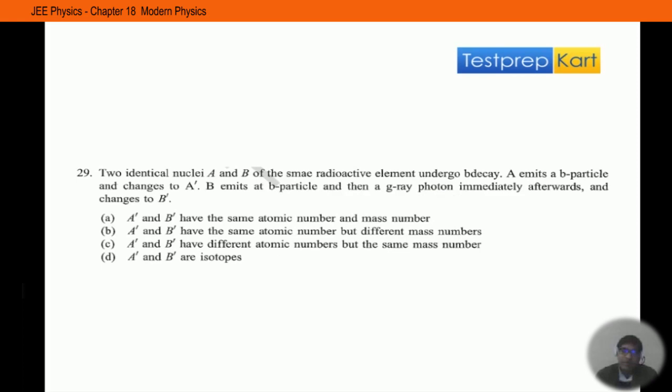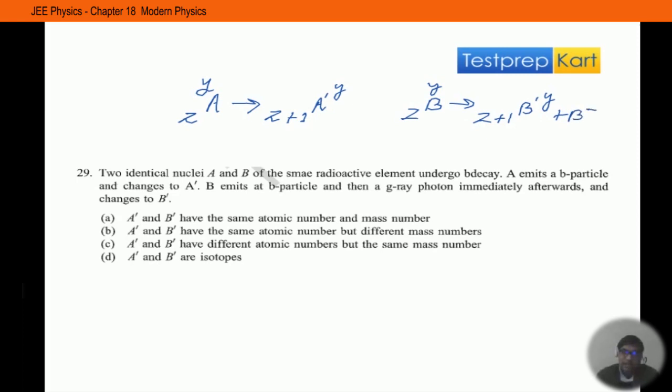Next, two identical nuclei A and B of the same radioactive element undergo beta decay. A emits a beta minus particle and changes to A dash. So if A has atomic number Z and let's take mass number Y, beta minus decay taking place, it gets converted into A dash. And B emits a beta minus particle, so for B we can write Z, B, Y. When beta minus decay takes place, there will be an increase in atomic number and the mass number would remain the same.